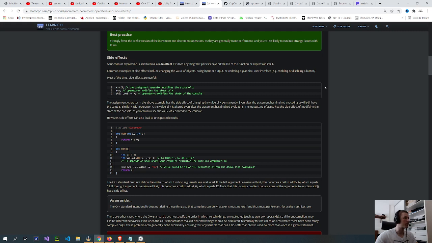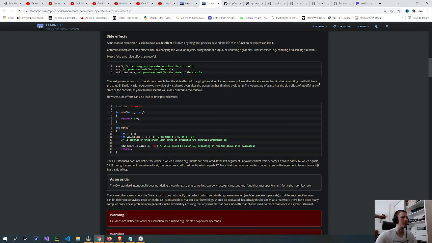Side effects. A function or expression is said to have a side effect if it does anything that persists beyond the life of the function or expression itself. Common examples of side effects include changing the value of objects, doing input or output, or updating a graphical user interface, such as enabling or disabling a button. Most of the time, side effects are useful. Assignment operator modifies the state of x. Operator plus plus modifies the state of x. Operator output modifies the state of the console.